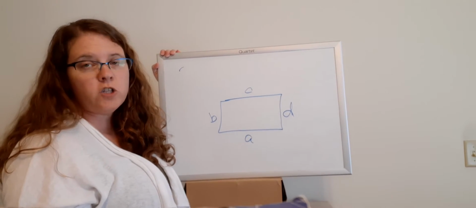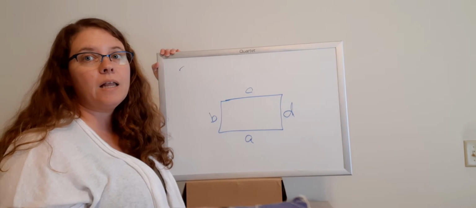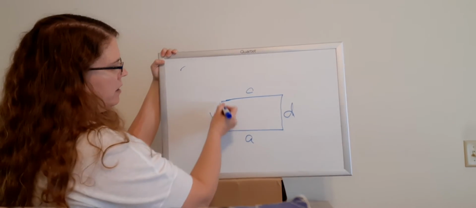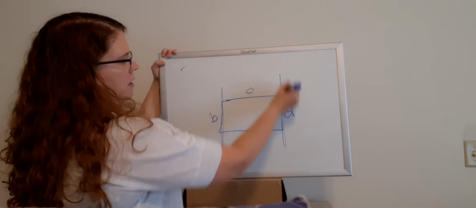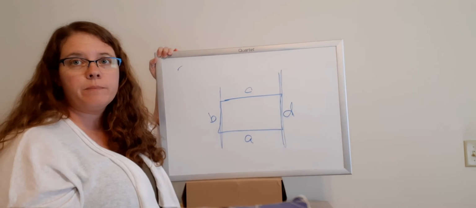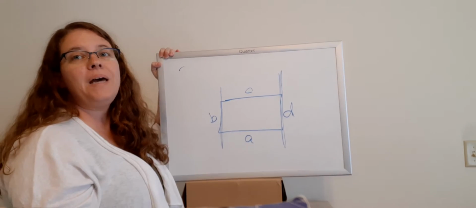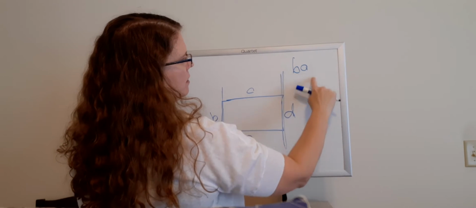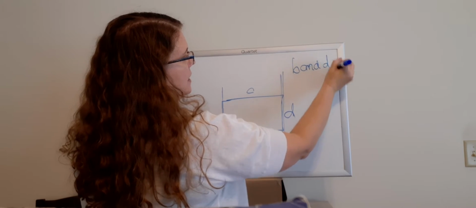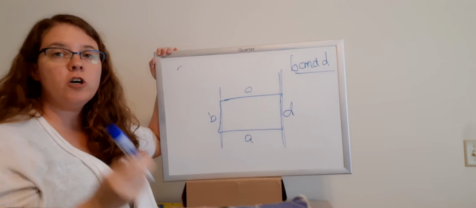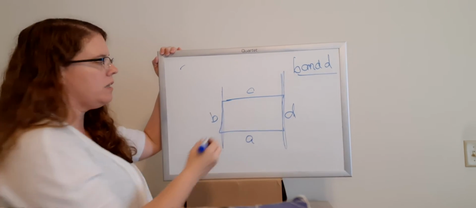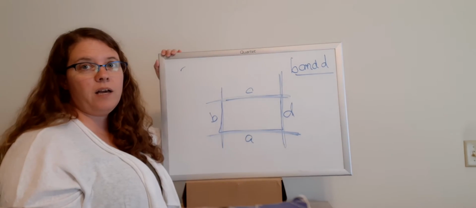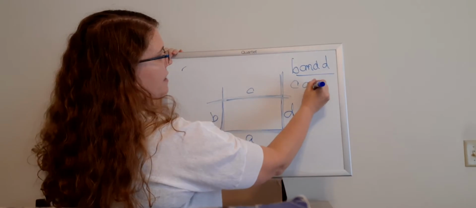It wants to know which lines are parallel. Remember, parallel never, ever meet. So this line and this line, if they were to extend forever and ever, would they meet? No. Okay, so they are parallel. So B and D are parallel. Now let's look. Is there another set of lines that are parallel? Look at C and A. Are C and A parallel? Yeah, so there's 2 sets.